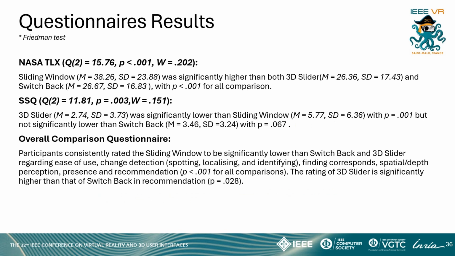Let's talk about the questionnaire results. Regarding the workload, sliding window is the highest. However, there was no significant difference between the 3D slider and the switchback. Regarding the motion sickness, 3D slider had the lowest score, which was significantly lower than the sliding window but not significantly lower than switchback. Regarding the overall comparison questionnaires, sliding window was the lowest in most of the aspects. Please note that the 3D slider is the most recommended technique.